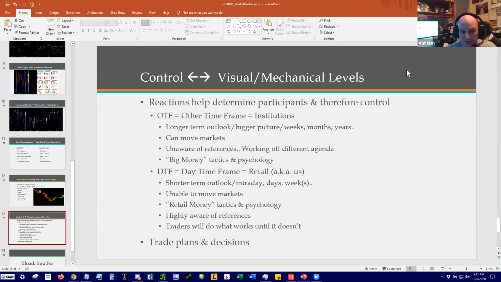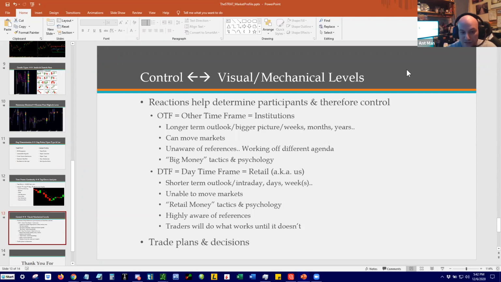They're unaware of references. They have no idea what yesterday's high of day was. They have no idea what the point of control in the ES is. The levels, they're unaware of them, and they don't care. They're of no use to them, because they're working off a different agenda: a much bigger position and a much longer time frame. And what they trade with are what we know as big money tactics and psychology.